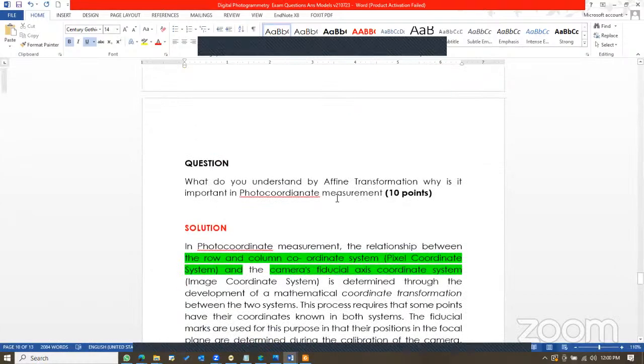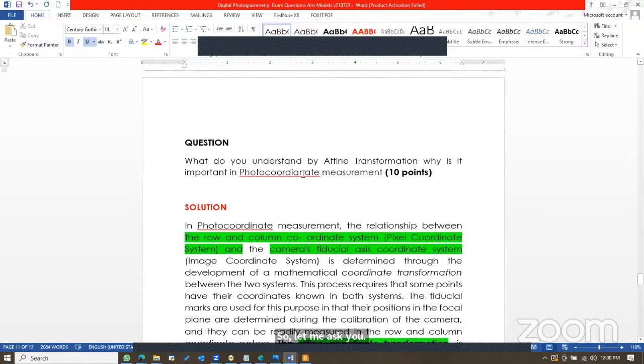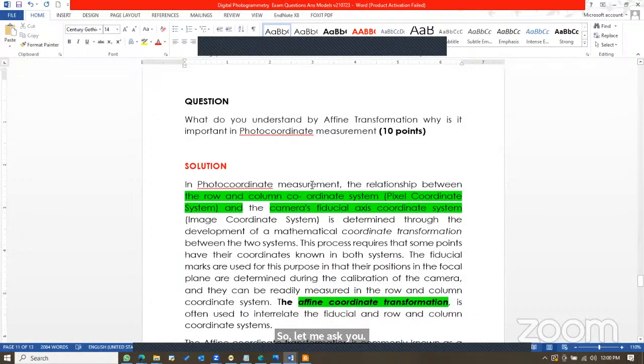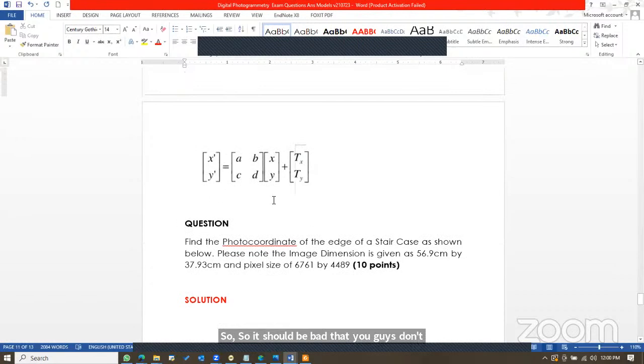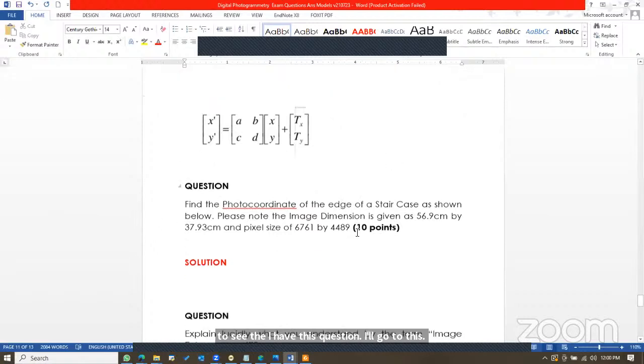So they may ask you what is by photograph, by affine transformation, and why is it important in photo coordinate measurements. So it will be bad if you don't answer affine transformations. I would love to see this mathematical explanation, and you will have a good mark.